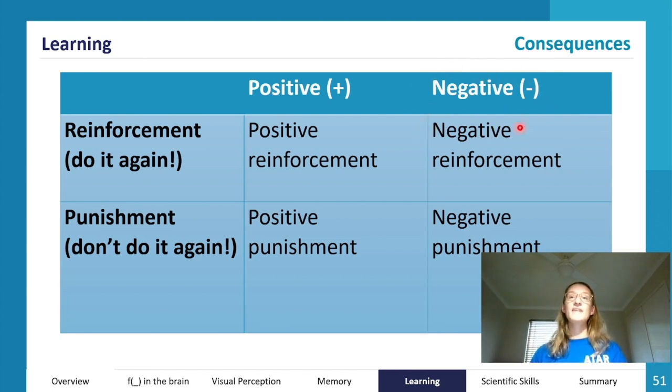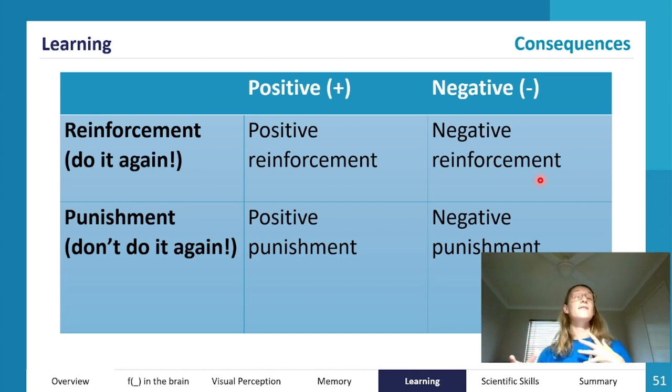Whereas negative reinforcement is, again, we have our negative. So that means something is taken away to reinforce, so to promote a behavior. So how do we take something away to promote a behavior? Well, it's taking away an unpleasant stimulus to increase the likelihood that the behavior will be repeated.